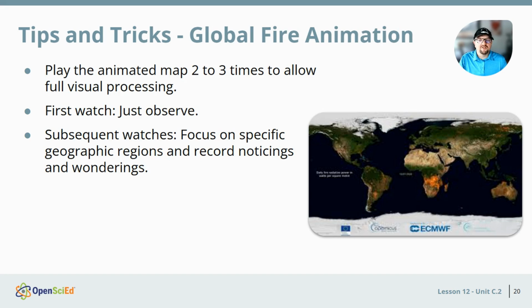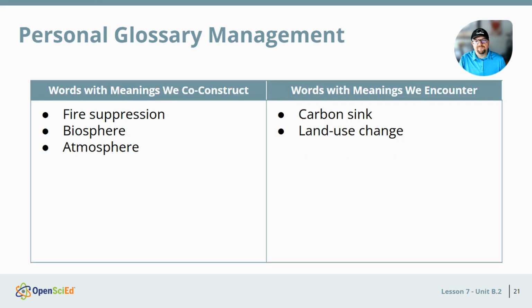For the slides showing a global fire animation map, pacing is everything. I found it's best to play the animated map 2 or 3 times to give students enough time for full visual processing. On the first watch, I ask them to just observe without writing anything down. Then on subsequent watches, I direct them to focus their attention on specific geographic regions and start recording their targeted notices and wonderings. For glossary management, the key terms students need to add are fire suppression, biosphere, and atmosphere.